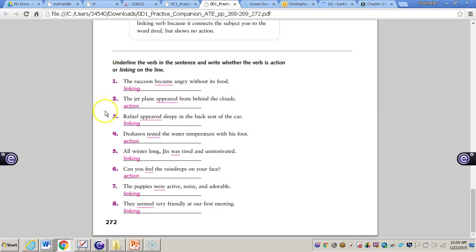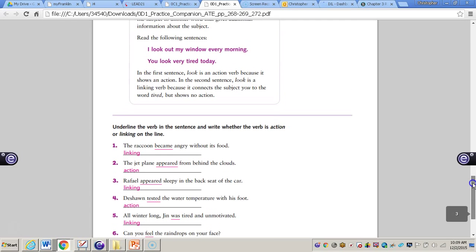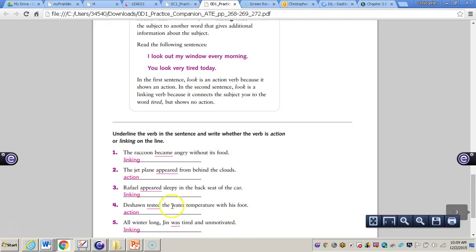Okay, so for number 2, the jet plane appeared from behind the clouds. That would be an action. This one's a little tricky. Number 3, Raphael appeared sleepy in the back seat of the car. So appeared can be an action or it can be a linking verb. It's a multiple meaning word. Why is that a linking verb? Because it connects Raphael to sleepy in the back seat of the car. So it's connecting the subject to more information about the subject.